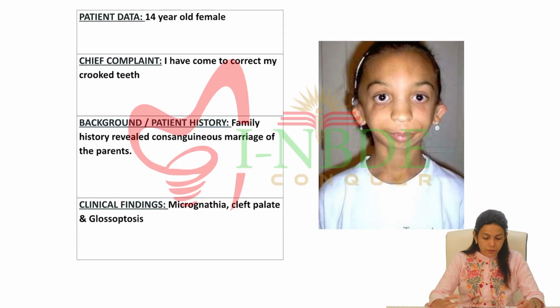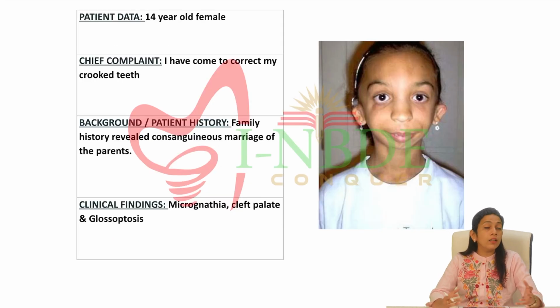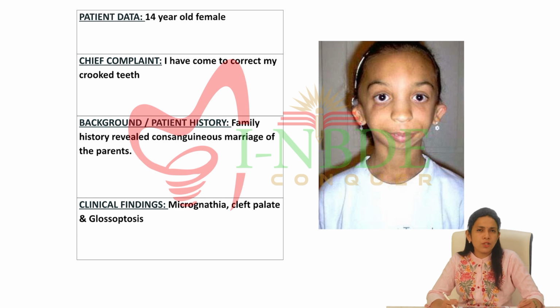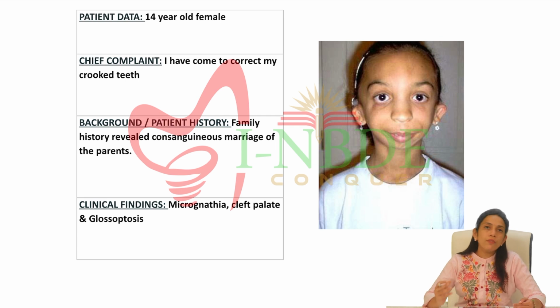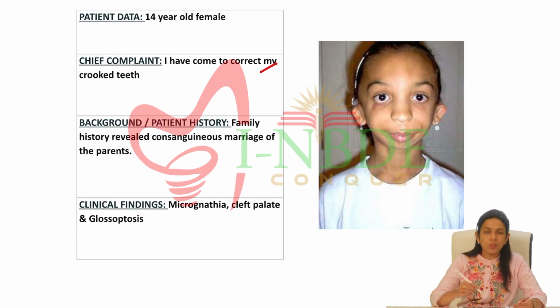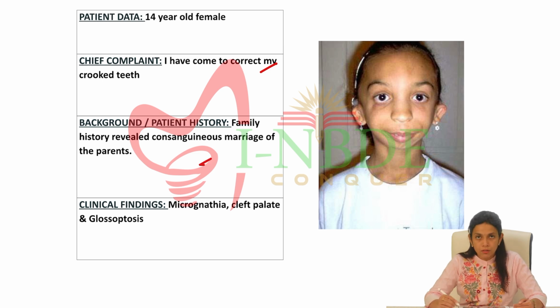Coming to the very first question. Here you can see the patient data of a 14-year-old female. You have to be very sure of each and every line presented in this box. The chief complaint is that she wants to correct her crooked teeth. Next, the background history, which is quite important: the mom and dad had a consanguineous marriage.